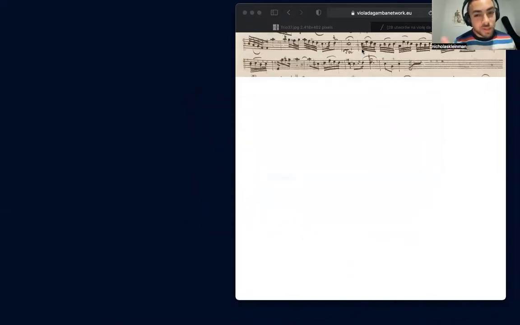So I misspoke. This is in treble clef. The baritone trios are in treble clef for the gamba part. The first note is a C, which is why I couldn't make sense of it.